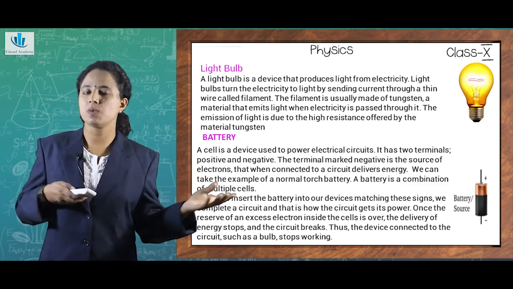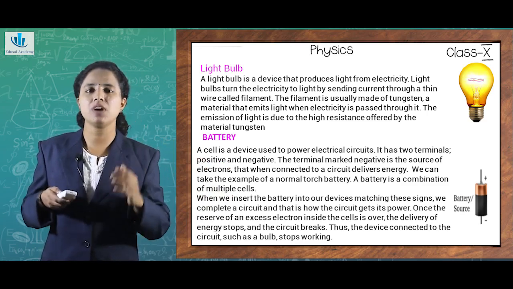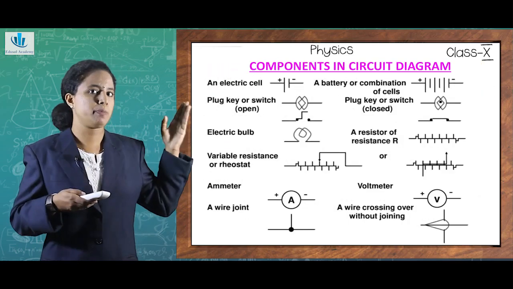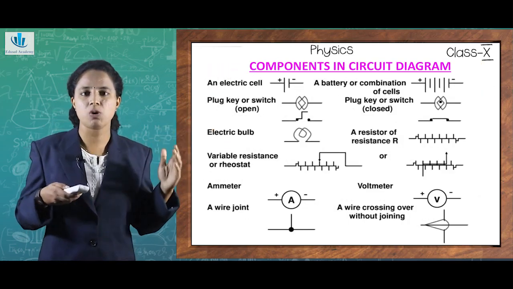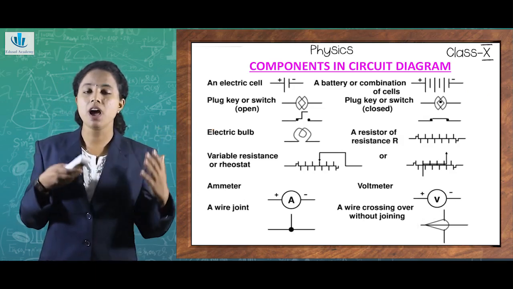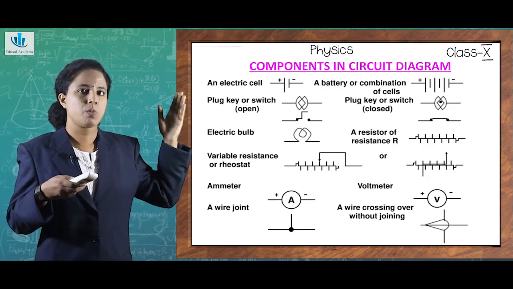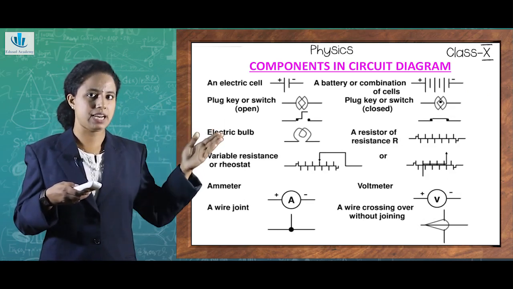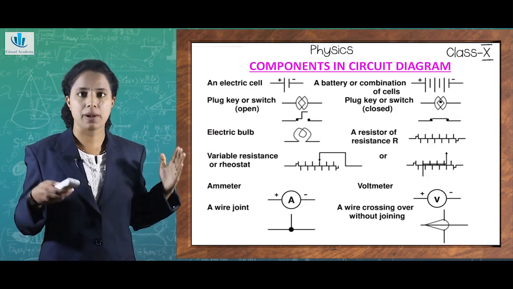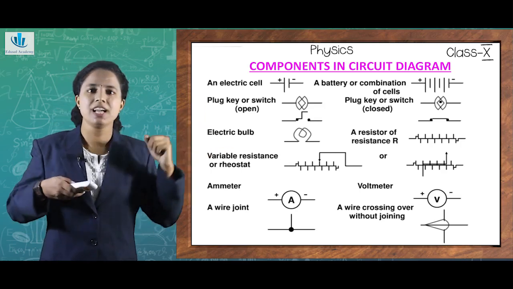So there are many other devices in electrical circuits, but some of the main ones we are discussing in detail. You can see some of the main components in the circuit diagrams along with the light bulb, battery, etc. that we have already discussed. You can see an electric cell which has a positive as well as a negative terminal. Second one is a switch, which is called a plug key. You can see an open switch as well as a closed switch.